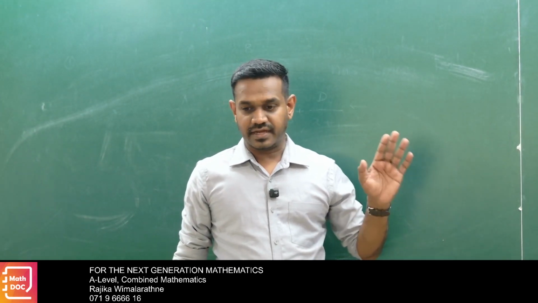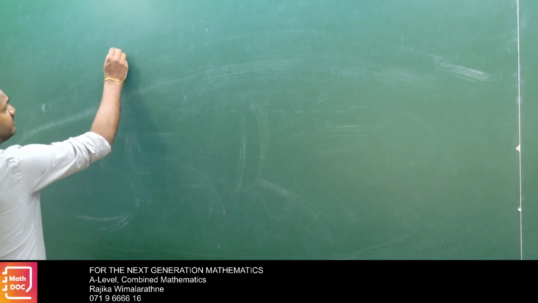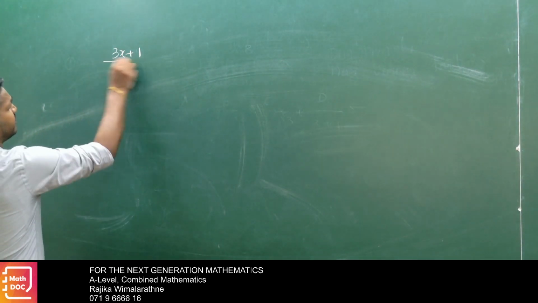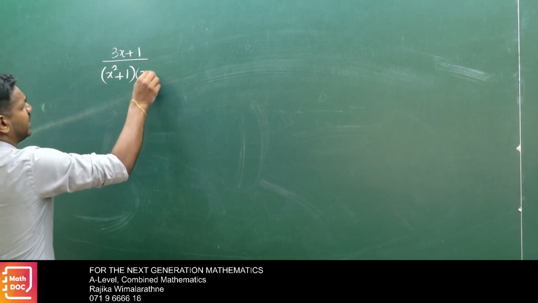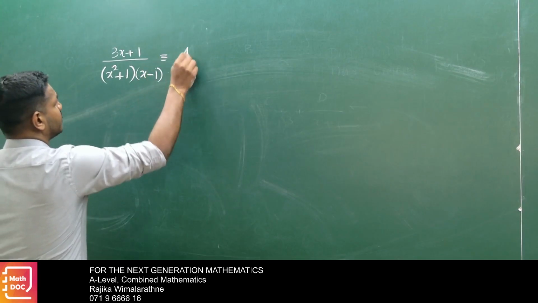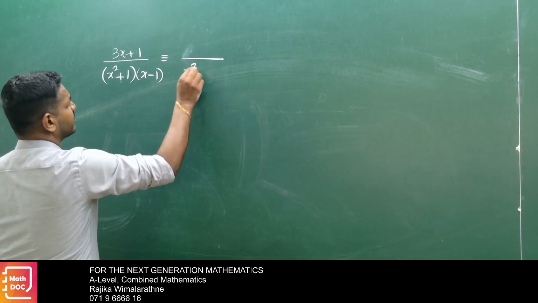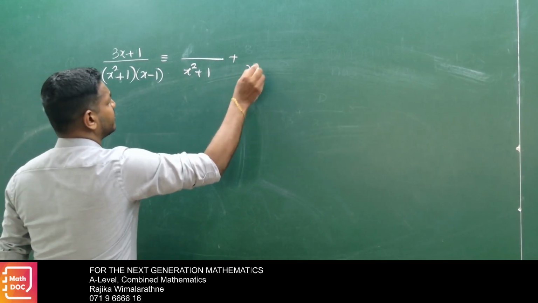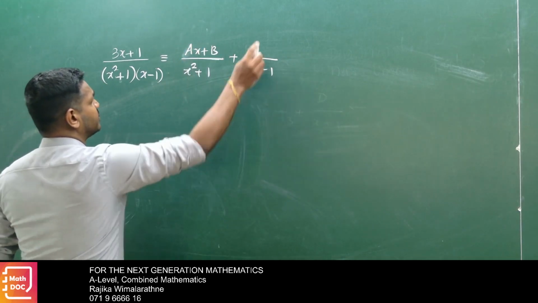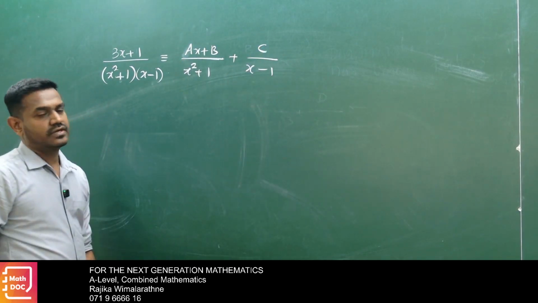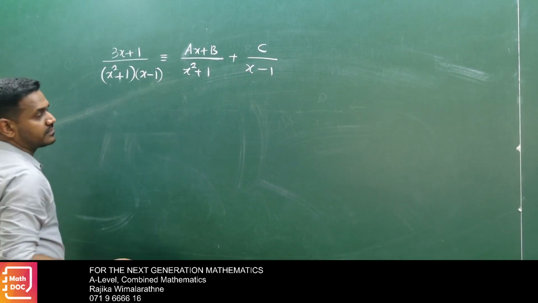Okay. You do another example with me: 3x plus 1 over x squared plus 1 times x minus 1. Here quadratic one, here linear one. You write here ax plus b, you put here constant. Okay? Here quadratic factor, linear factor.